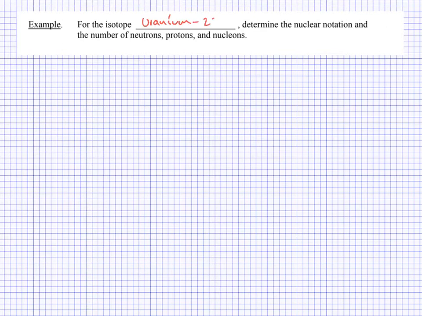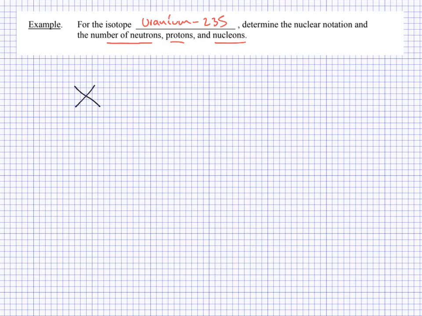And let's go 235. This is the enriched version. It's often used in nuclear reactors or bombs. And we are asked to determine the nuclear notation, which requires us to state the number of neutrons, protons, and nucleons. So let's just remind ourselves of the format that we need to sort of get used to using.